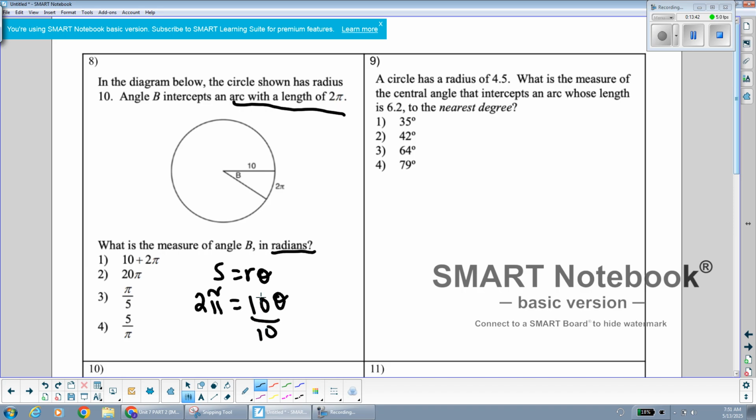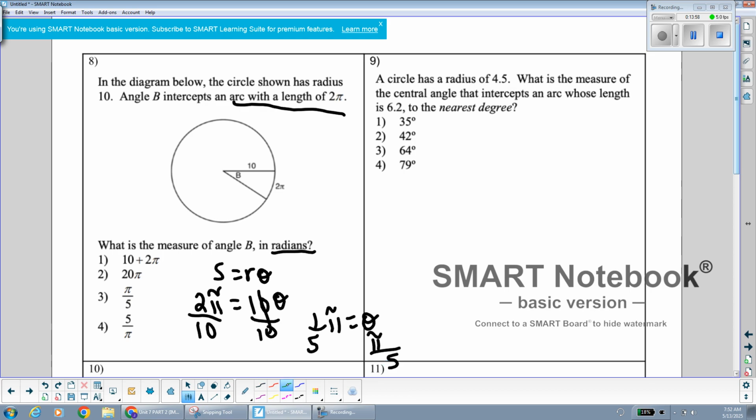So all I need to do is just divide both sides by 10. So 2 over 10 reduces to 1/5. So 1/5 pi, or you can simply just write it as pi over 5.